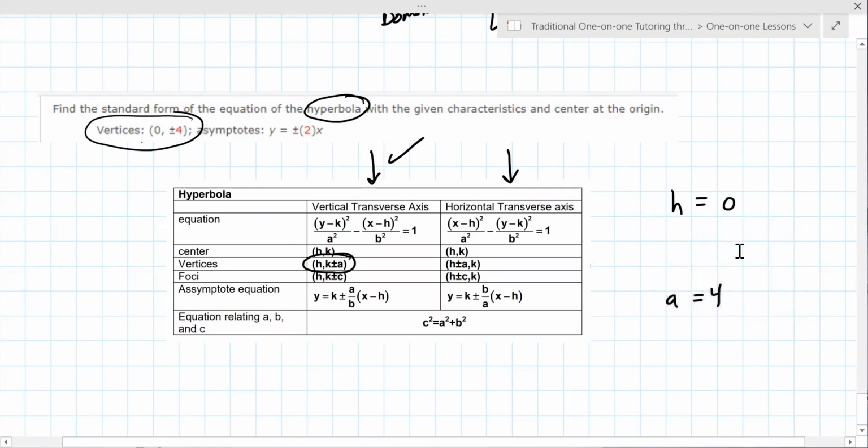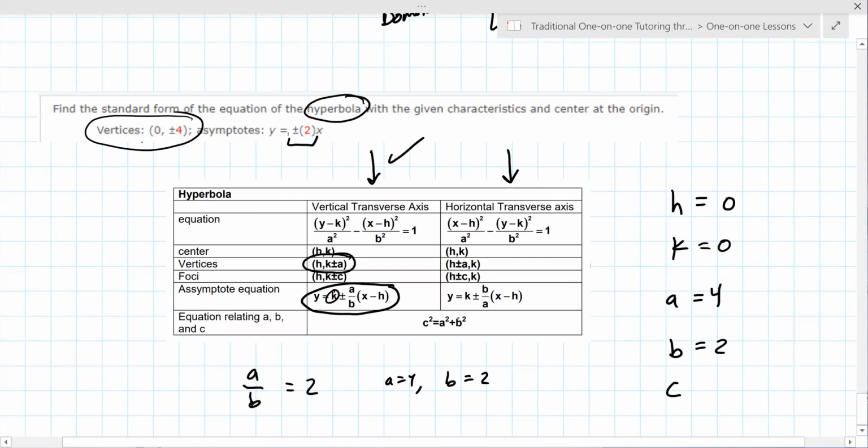Is that okay? We still need k, b, and c. All right, so to find the other ones, I guess we're going to use the asymptotic equation. The asymptotic equation is kind of in this form right here. It looks to me like a over b equals 2. And since we know a is 4, we can say that b is 2. We also know that k must be 0 because there's nothing in front here.